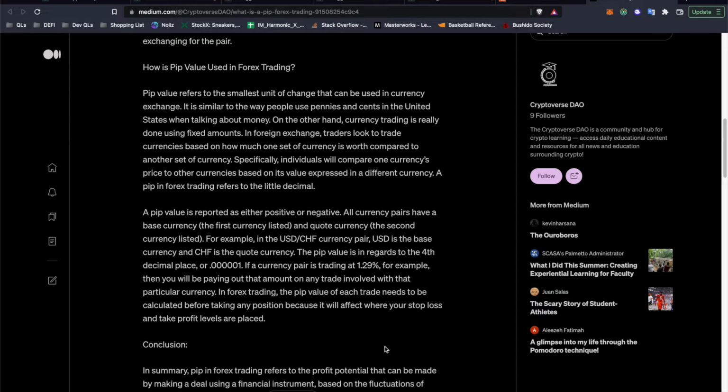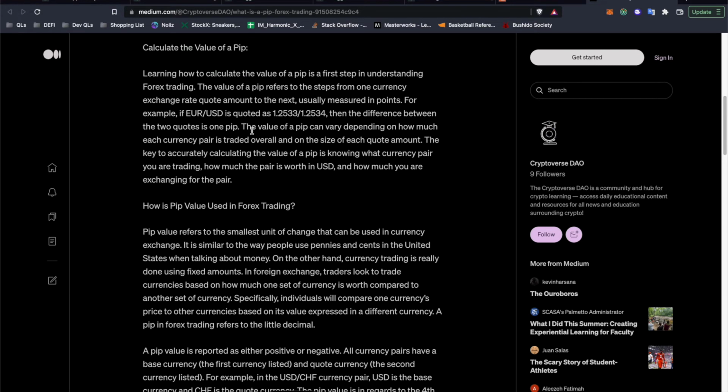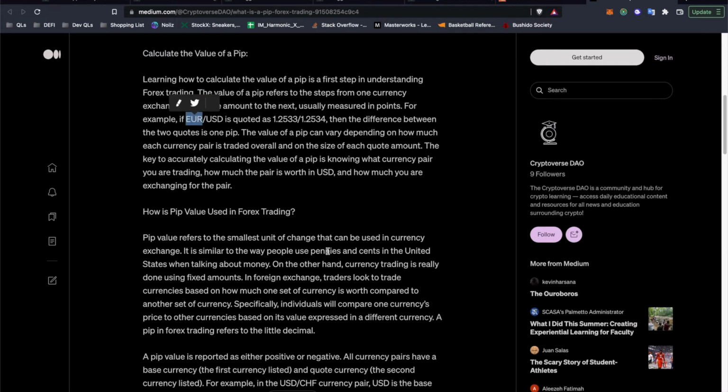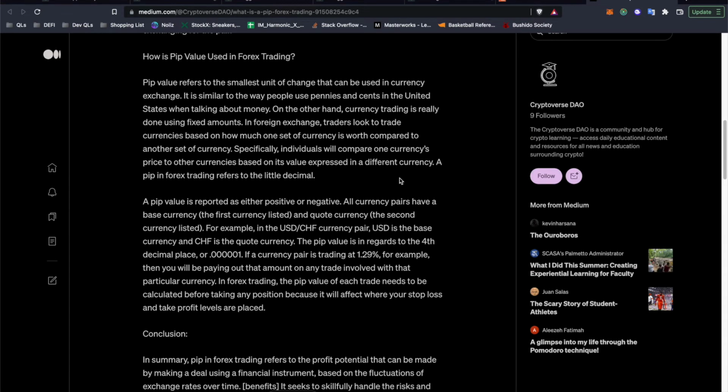All currency pairs have a base currency, which is the first one listed. So for this one, that's the base currency, right? And the quote currency, which is this one. So the quote and the base, the second currency listed. The example is the USD CHF currency pair. USD is the base, CHF is the quote. The pip value is in regards to the fourth decimal place. If a currency pair is trading at 1.29, as an example, then you'll basically be paying out that amount on any trade involved with that specific currency pair.